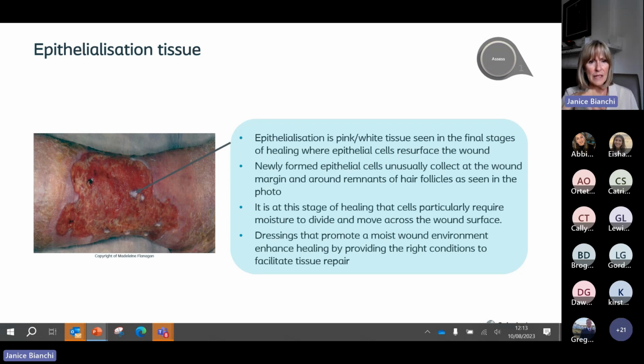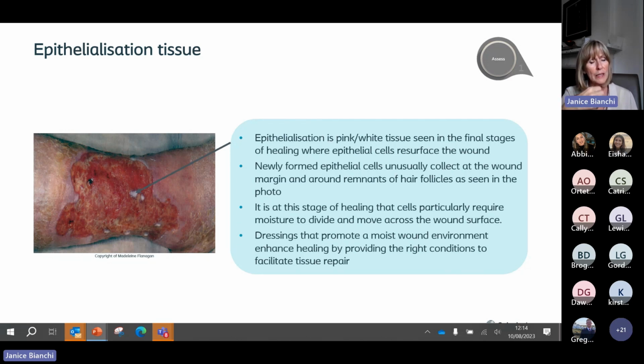And then the final phase of wound healing, epithelialization, is where the new skin epithelium forms over the top, and that's what you're seeing here. So it grows from the wound edges, so you can see in this picture the purplish edge of the wound, but also the little islands of epithelium within the wound, and they grow from the hair follicles or the sebaceous glands. And this is great. When we get to this stage, we know this wound is well on the way to healing.